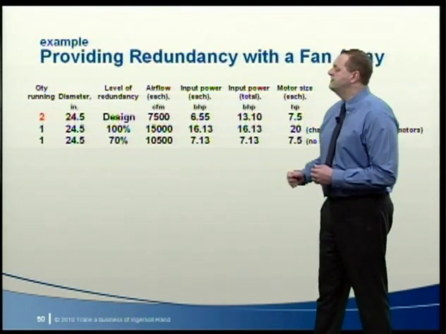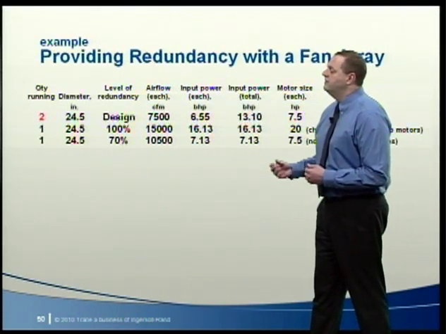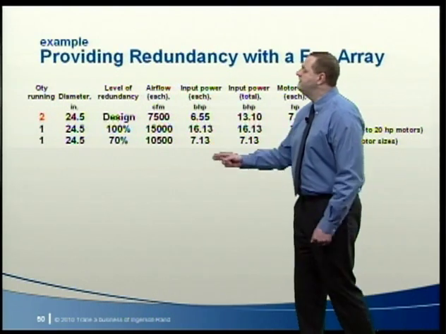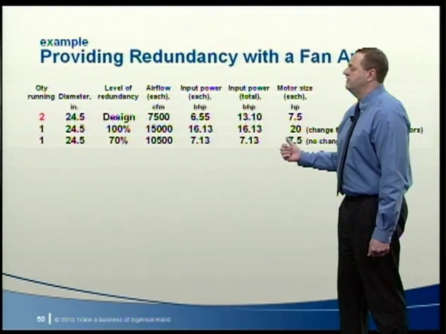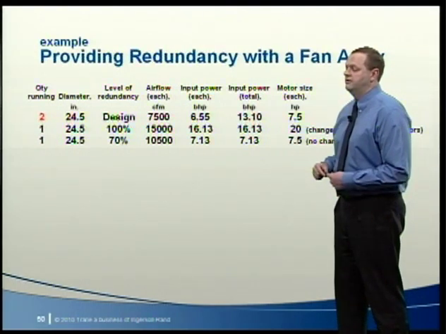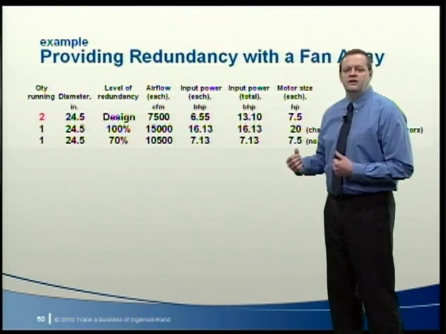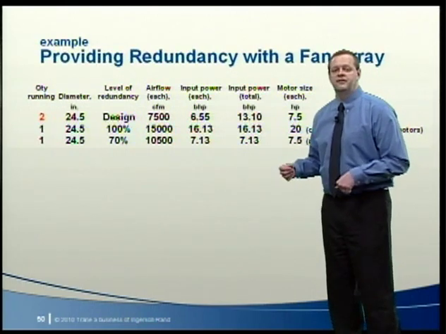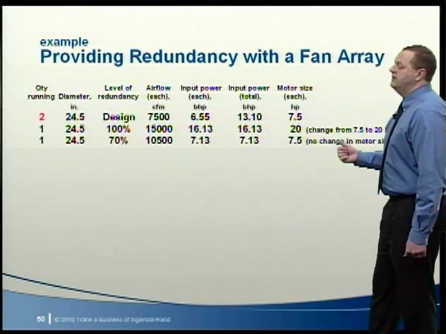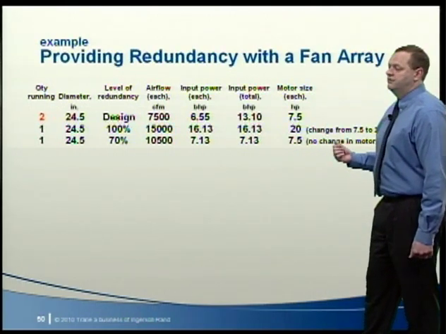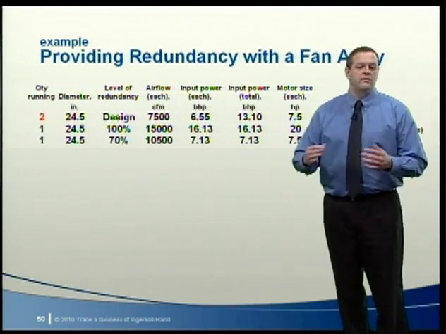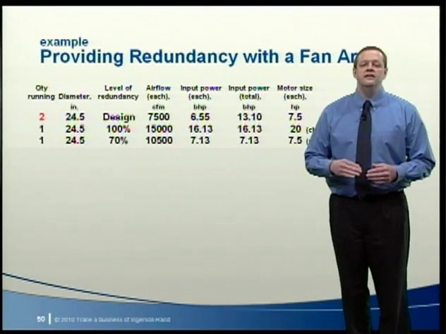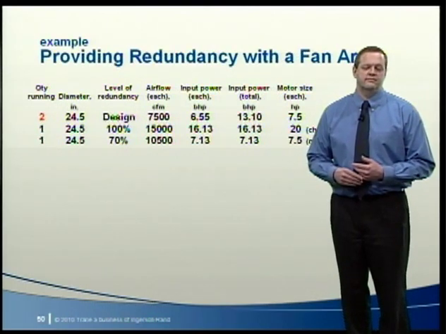So as shown in the second row, for either one of these fans to deliver 15,000 CFM, it must be equipped with a 20 horsepower motor, not the 7.5 horsepower motor. So for this example, a two-fan array can provide 100% redundancy as long as each fan is equipped with a larger motor. The downsides of the increased motor size are reduced motor efficiency and increased electrical requirements.